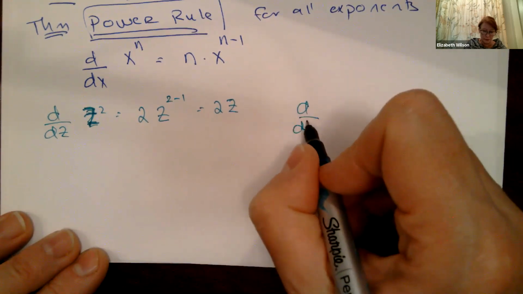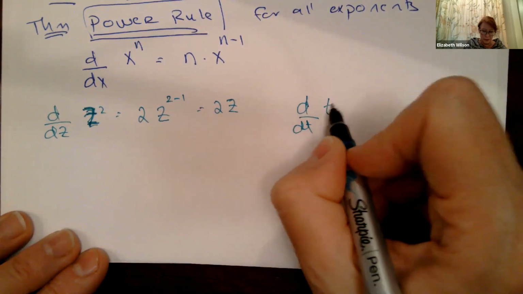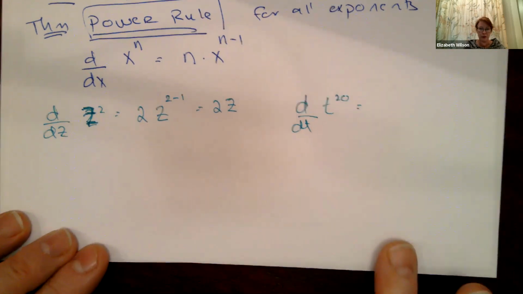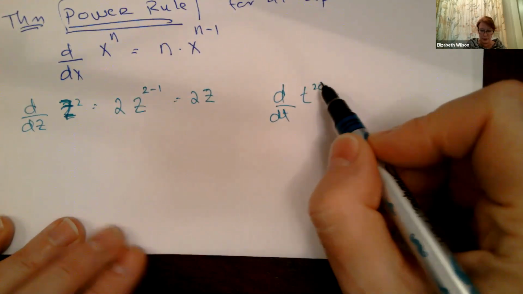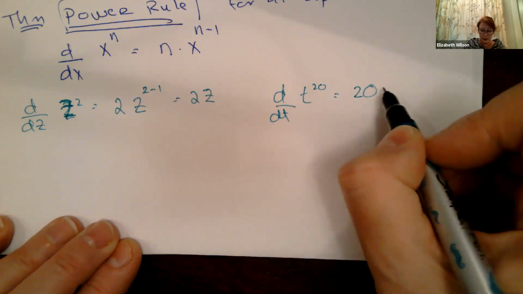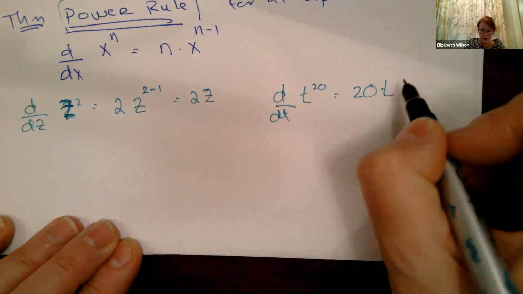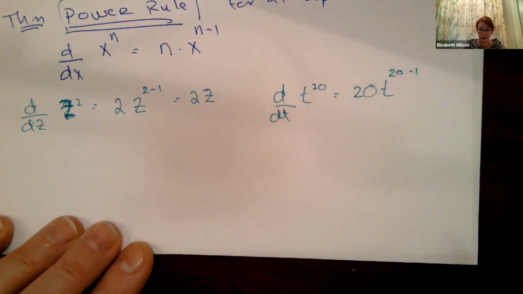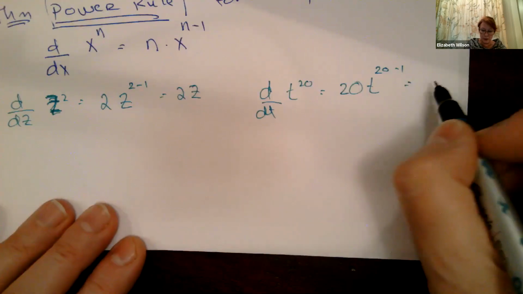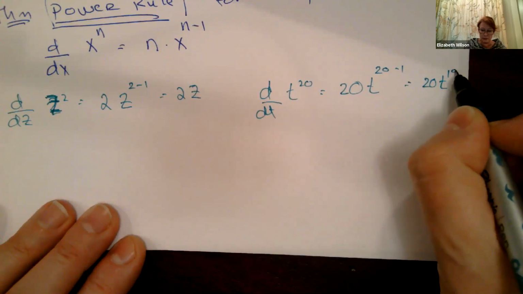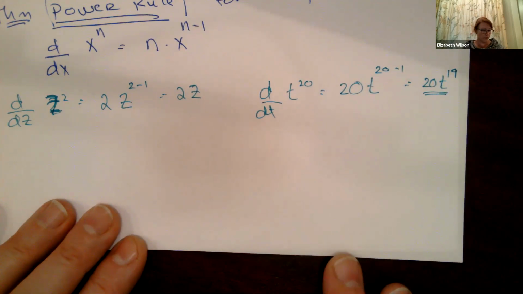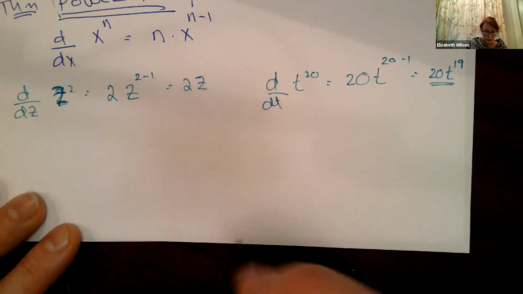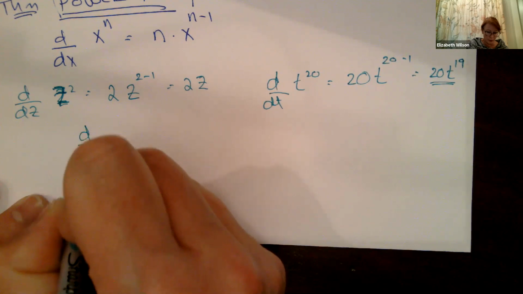I take the derivative with respect to t, say for example, t to the 20. Okay, we're going to do the same thing. I take my exponent, bring it down out front, have my variable repeated, and I subtract 1 from my exponent. So then this becomes 20 times t to the 19th. Okay, my power rule. This can work with fractional exponents too.